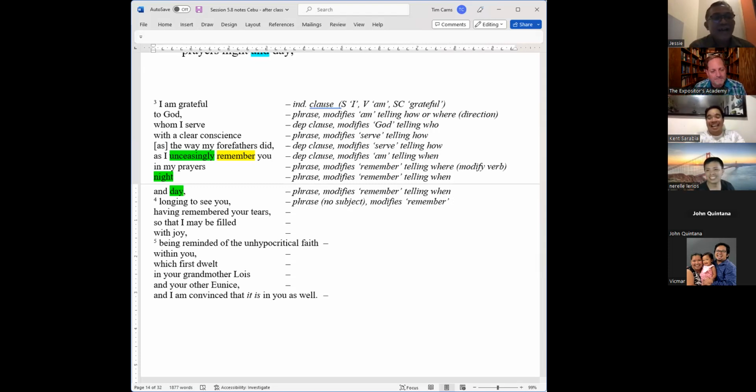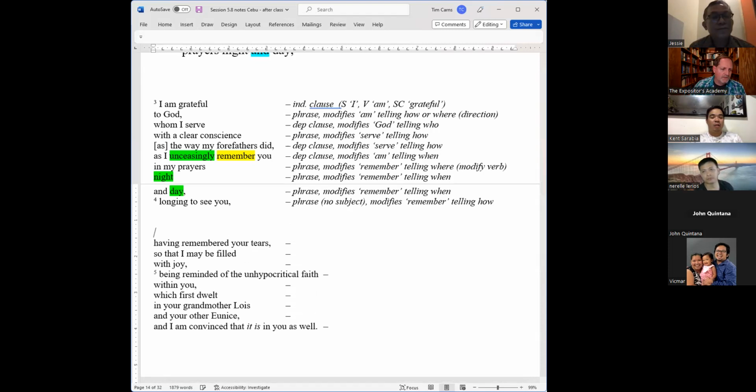What do you think? I remember you, longing to see you. Could it also be modifying the certain? It could go back. But usually we try to just look, what's the nearest word that makes sense? Remember would make sense.